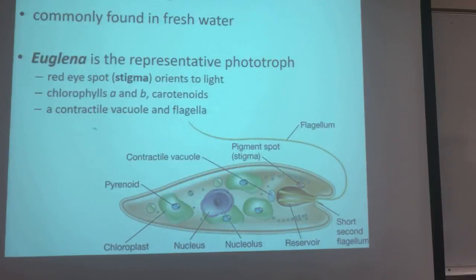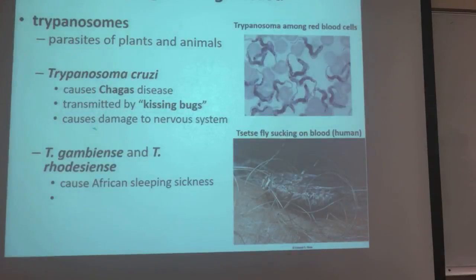We talked about Euglena, which is really interesting. It's photosynthetic. It has a flagellum. We talked about trypanosomes, which are whip-like, and they move around with that whip-like tail. You may want to know that Trypanosoma cruzi causes Chagas disease, which, remember, is spread by the kissing beetle, whereas Trypanosoma gambiense causes African sleeping sickness. That one's spread by the tsetse fly.